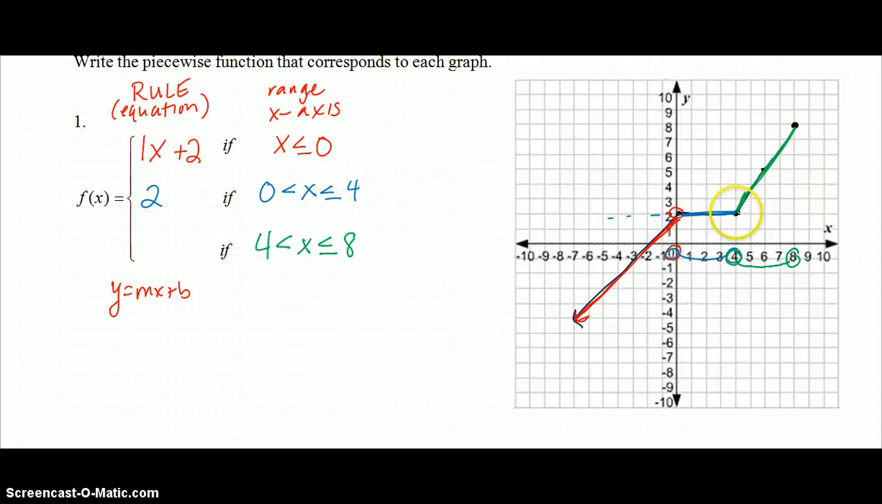Now it's probably easier to look at the slope of this one first. It's a positive slope. If we start with the first point, we're going up 1, 2, 3, and over to the right 1, 2. So our slope is actually 3 over 2. So that part of the equation can be written 3 halves x.